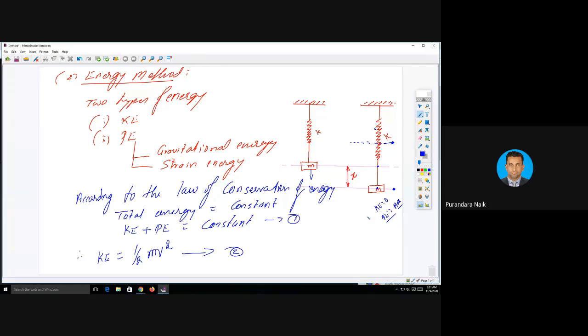Means the entire kinetic energy will be transformed into potential energy. And at this position, the potential energy is maximum and kinetic energy is zero. Means all the kinetic energy will be converted to potential energy. Same thing will happen here also. At this point also, kinetic energy will become zero, since the motion or the velocity is zero, but potential energy will be maximum at this position.